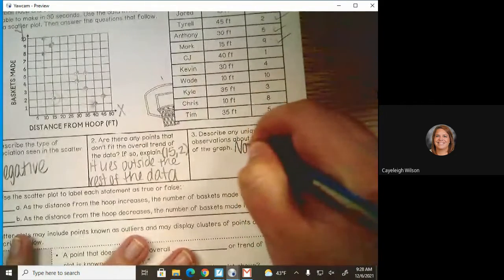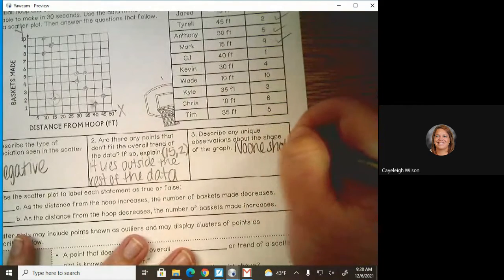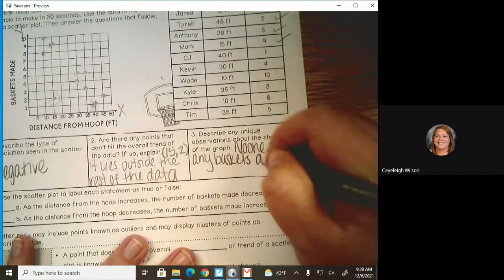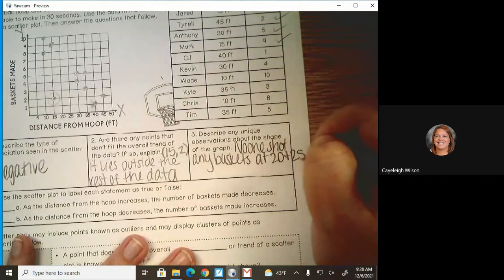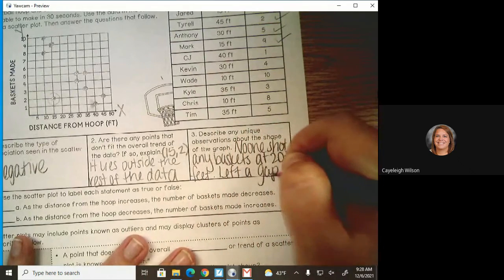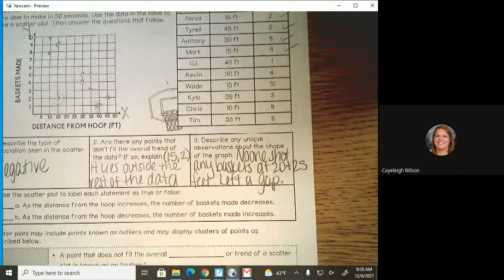So I could say no one shot any baskets at 20 and 25 feet, and that left a gap. Something along those lines where you're just talking about that empty space in between.